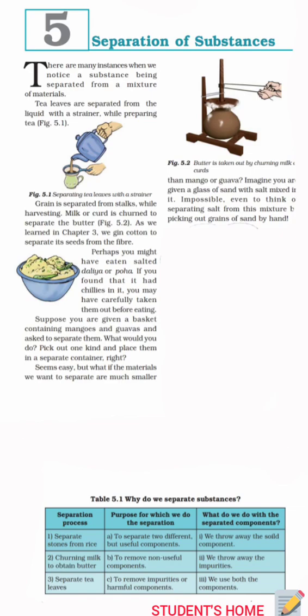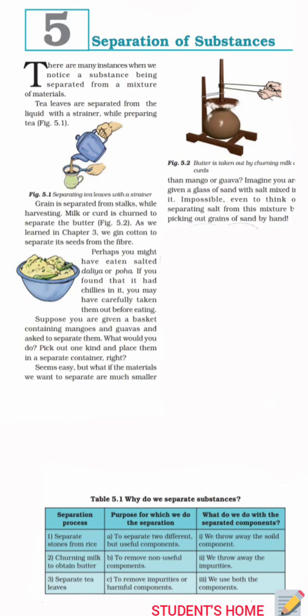Grains are separated from stalks while harvesting. Milk or curd is churned to separate the butter. As we have learned in chapter 3, we gin cotton to separate its seeds from the fiber. Perhaps you might have eaten salted dalia or poha. If you found that it had chilies in it, you may have carefully taken them out before eating.